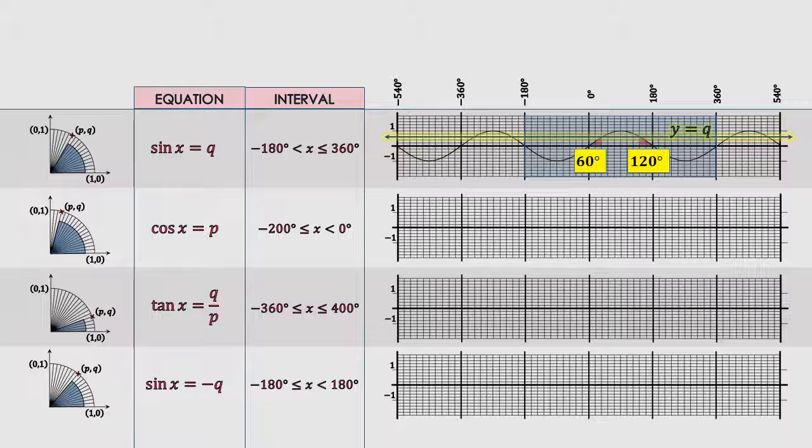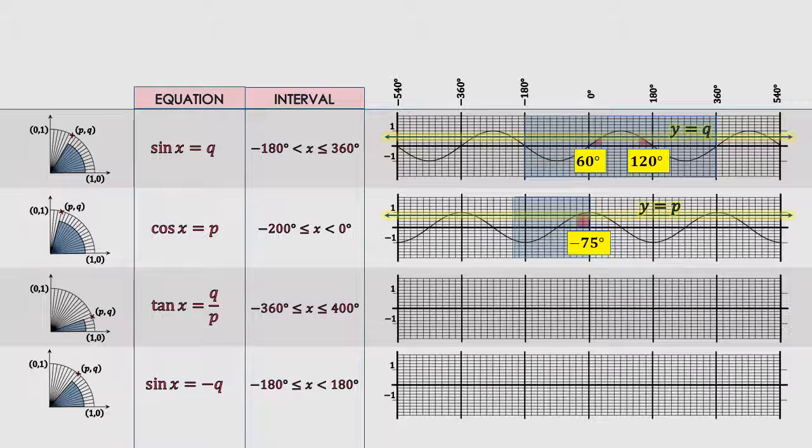Moving on to the second, we draw the cosine curve. Identify the base angle 75 degrees. Draw the line y equals cosine 75 degrees. Among the infinitely many solutions, we restrict our focus on the given interval. The solution is minus 75 degrees.